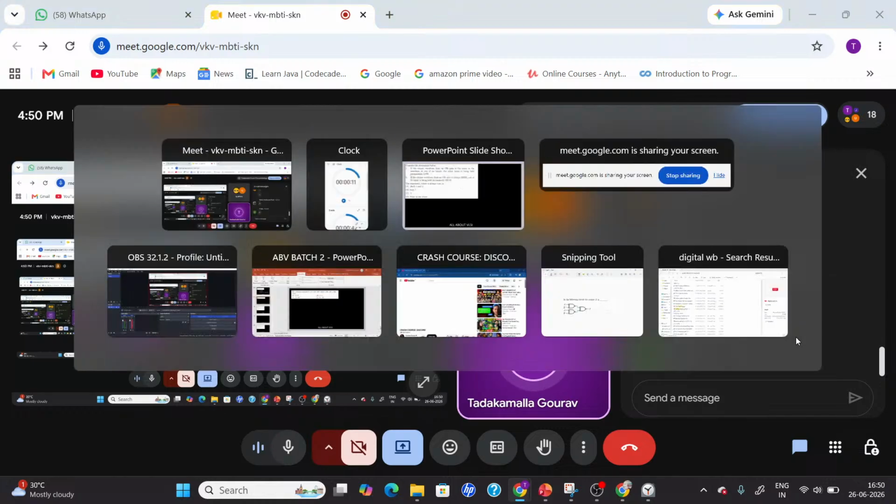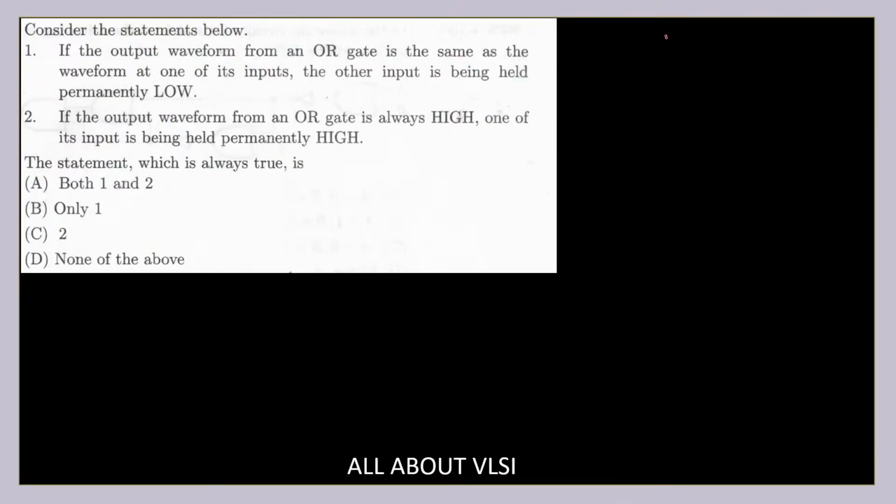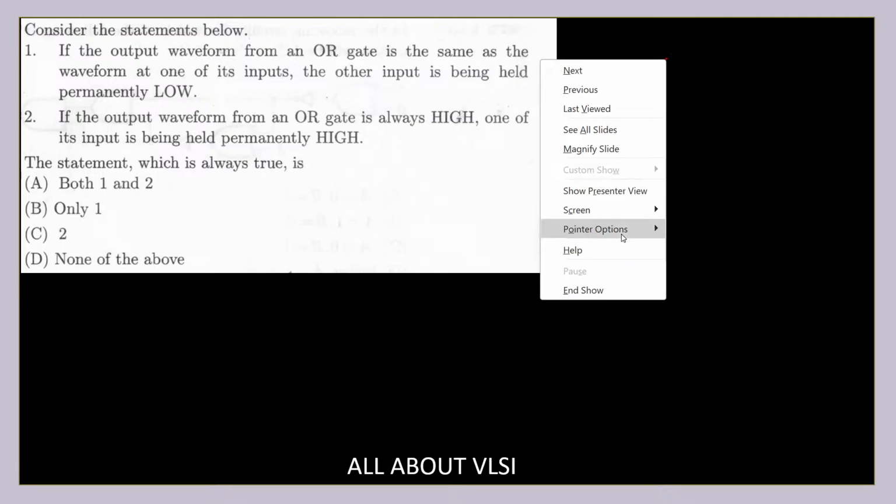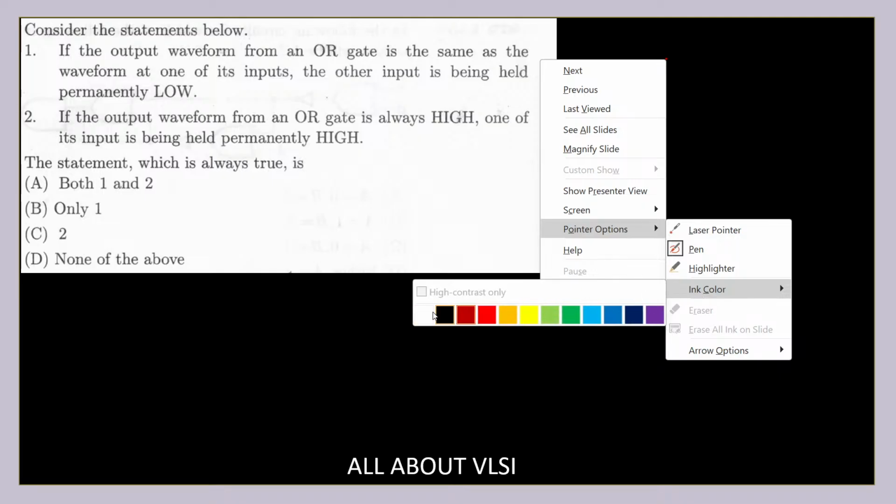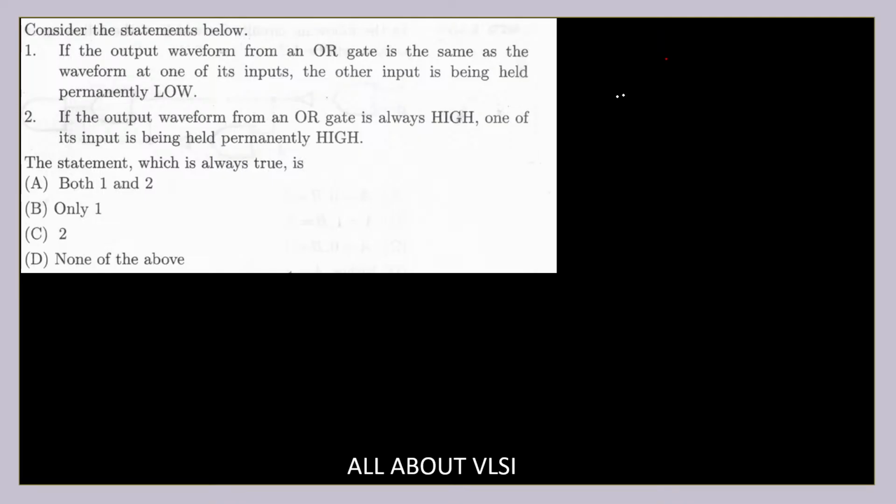Option A. Okay. So coming to option A, let's see what is going to happen. They have provided an OR gate simply, and this is my input A and this is my input B, with output Y. And what is the question? If the output waveform for an OR gate is the same as the waveform at one of its inputs, that means the output is equal to the input, the other input is held permanently low. Let's say this is the other input which is held permanently low.